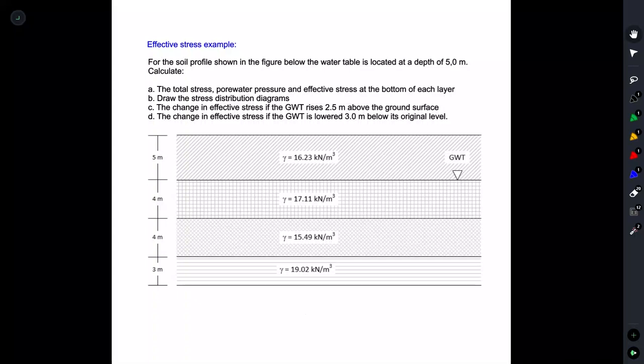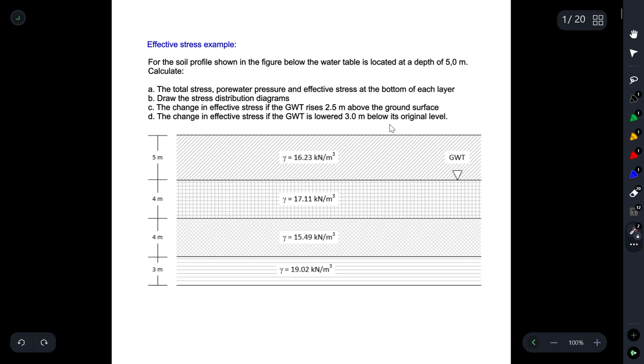Welcome. Today we're going to be working on an effective stresses example. For this, we have a soil profile that is shown here in the figure, in which the groundwater table is located at 5 meter depth. We have four soil layers. Here we have number one, number two, number three, and number four.